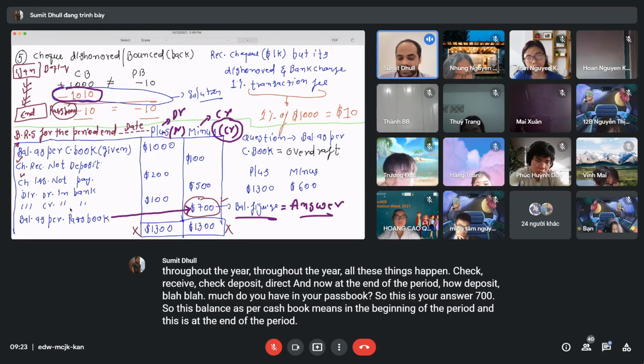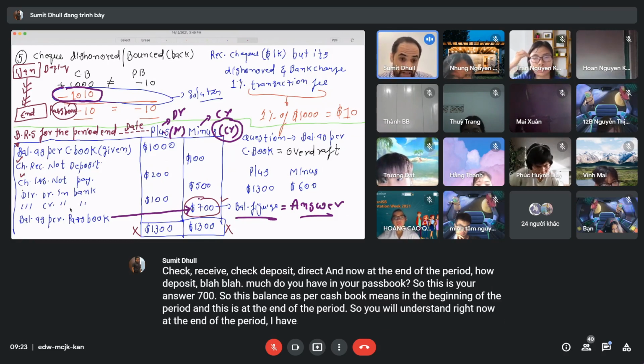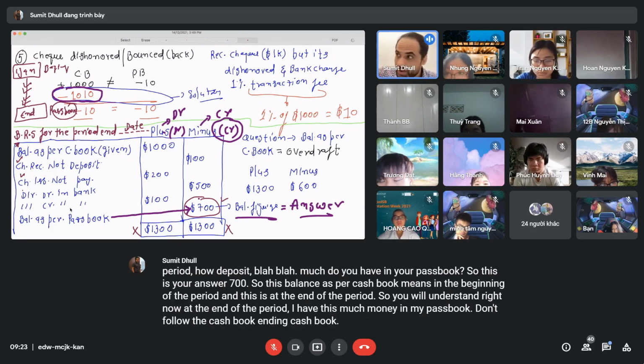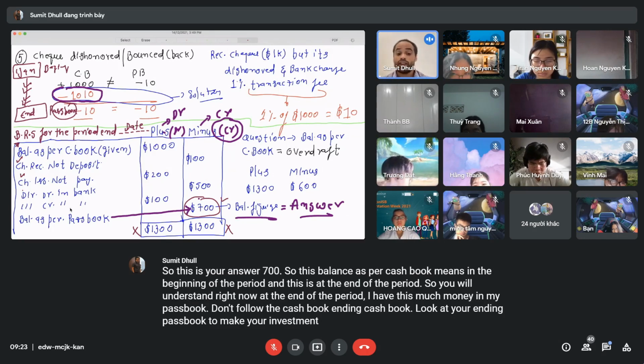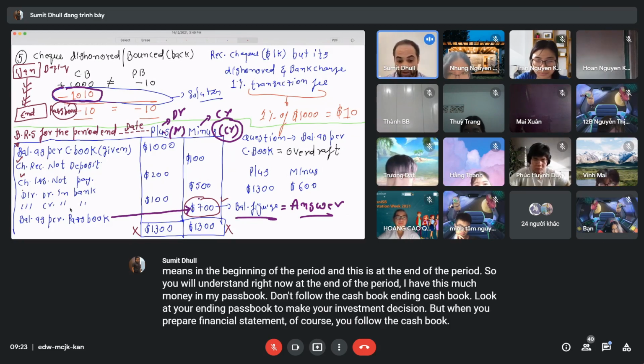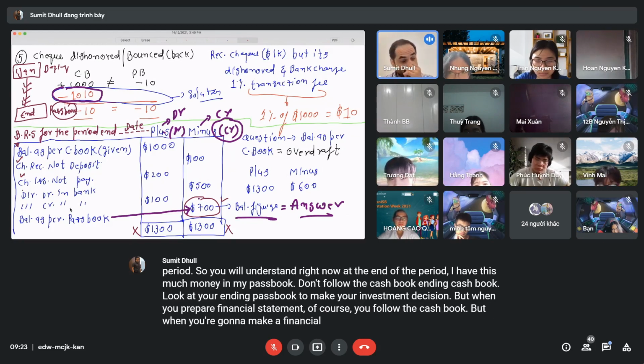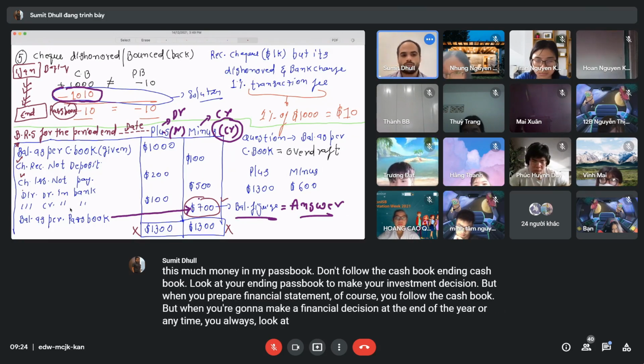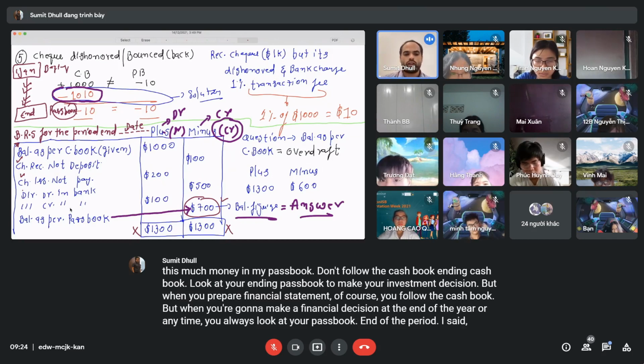So you will understand that right now at the end of the period, I have this much money in my passbook. Don't follow the ending cash book. Look at your ending passbook to make your investment decision. But when you prepare financial statements, of course, you follow the cash book. But when you're going to make a financial decision at the end of the year or anytime, you always look at your passbook.